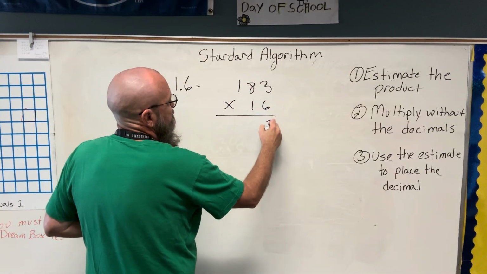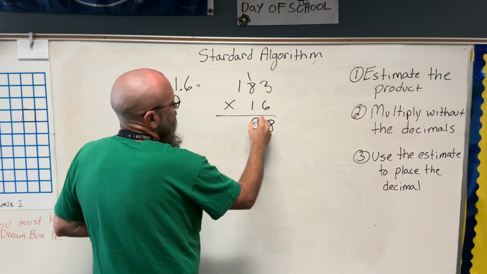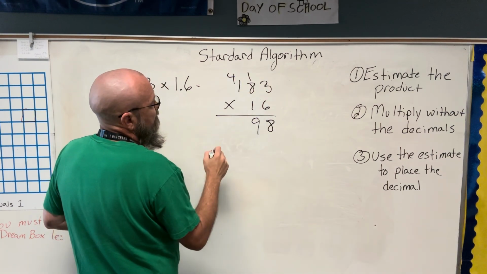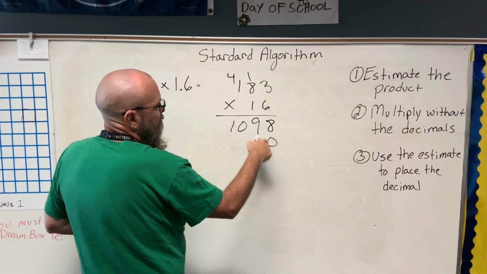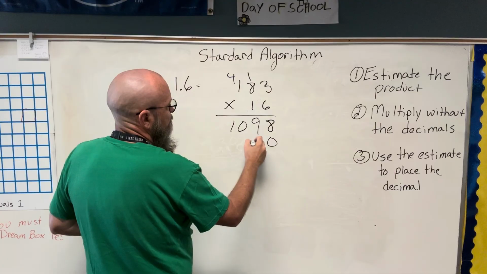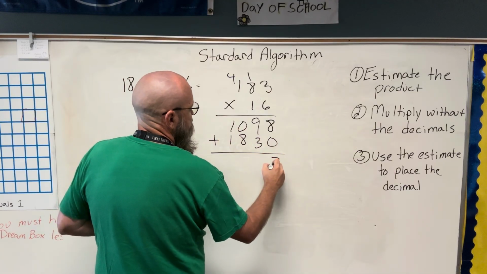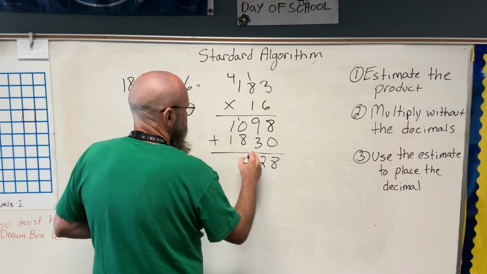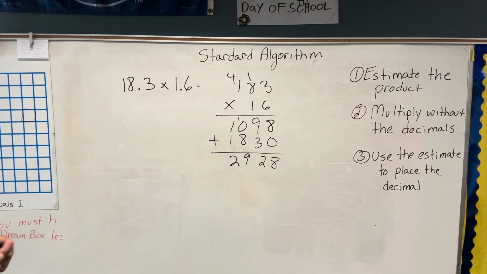3 times 6 is 18. 6 times 8 is 48, plus 1 is 49. 6 times 1 is 6, plus 4 is 10. I'm moving over to the tens place, so then I have a 3, an 8, and a 1. I add these together. So I have 2928.